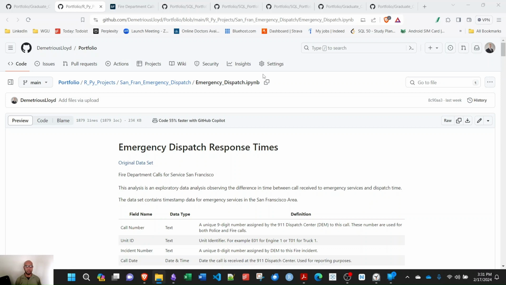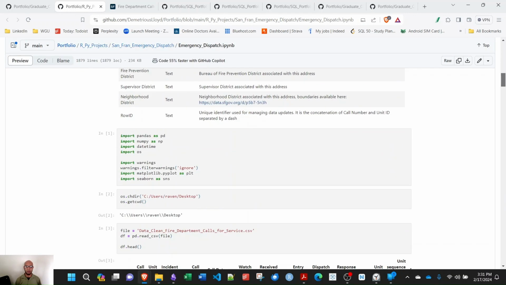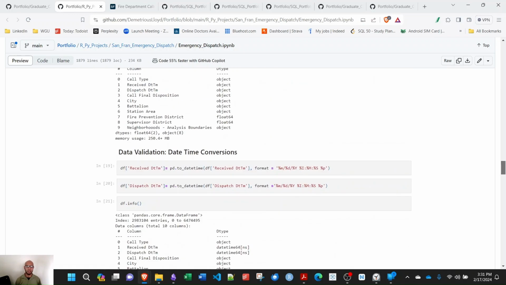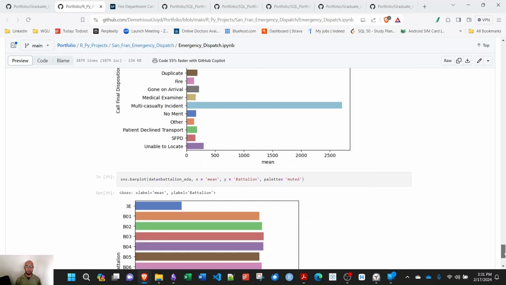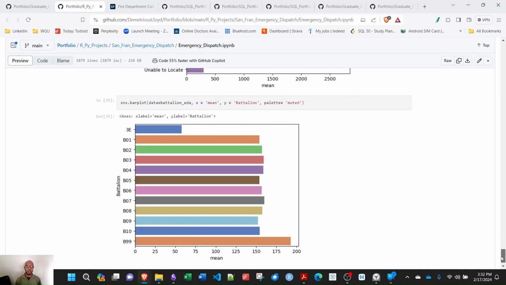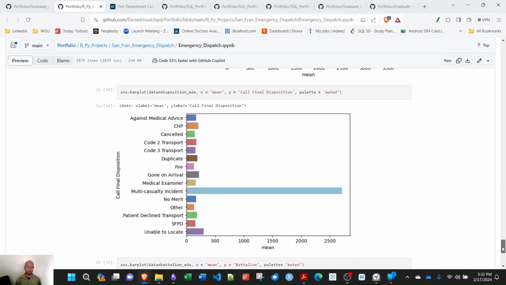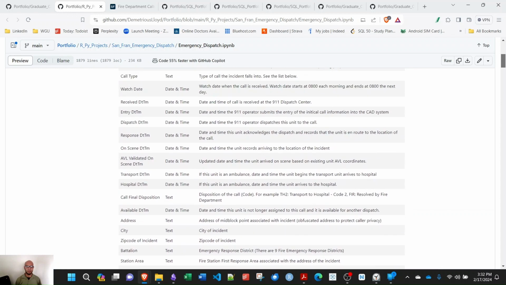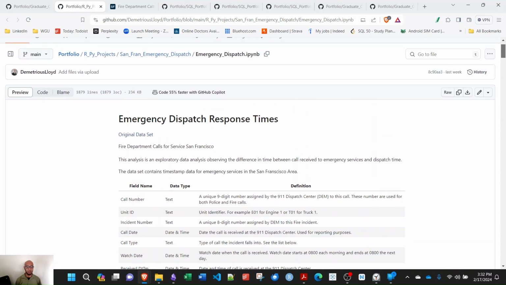In a previous video, I did some exploratory data analysis in Python on the emergency dispatch response times for fire department calls received by the city of San Francisco. I went through data frame conversion in Python, and I got to some EDA where I showed the mean dispatch time per battalion, per final disposition, per call type, for this very, very large data frame.